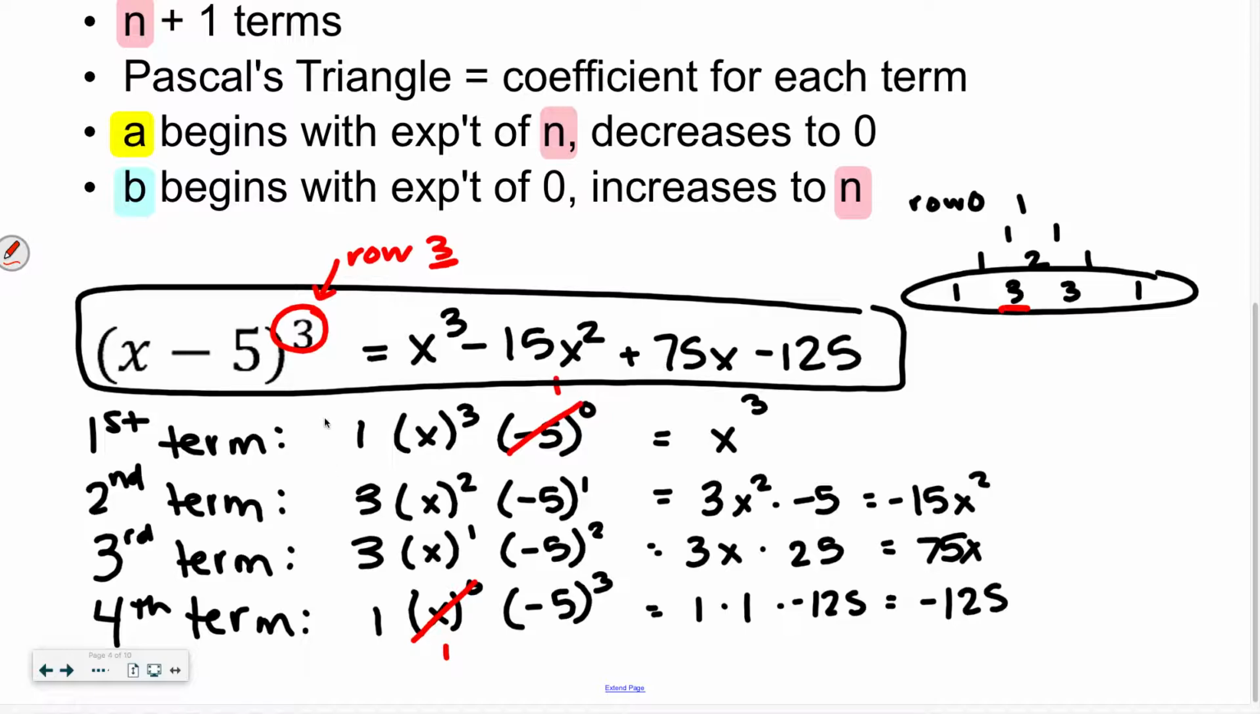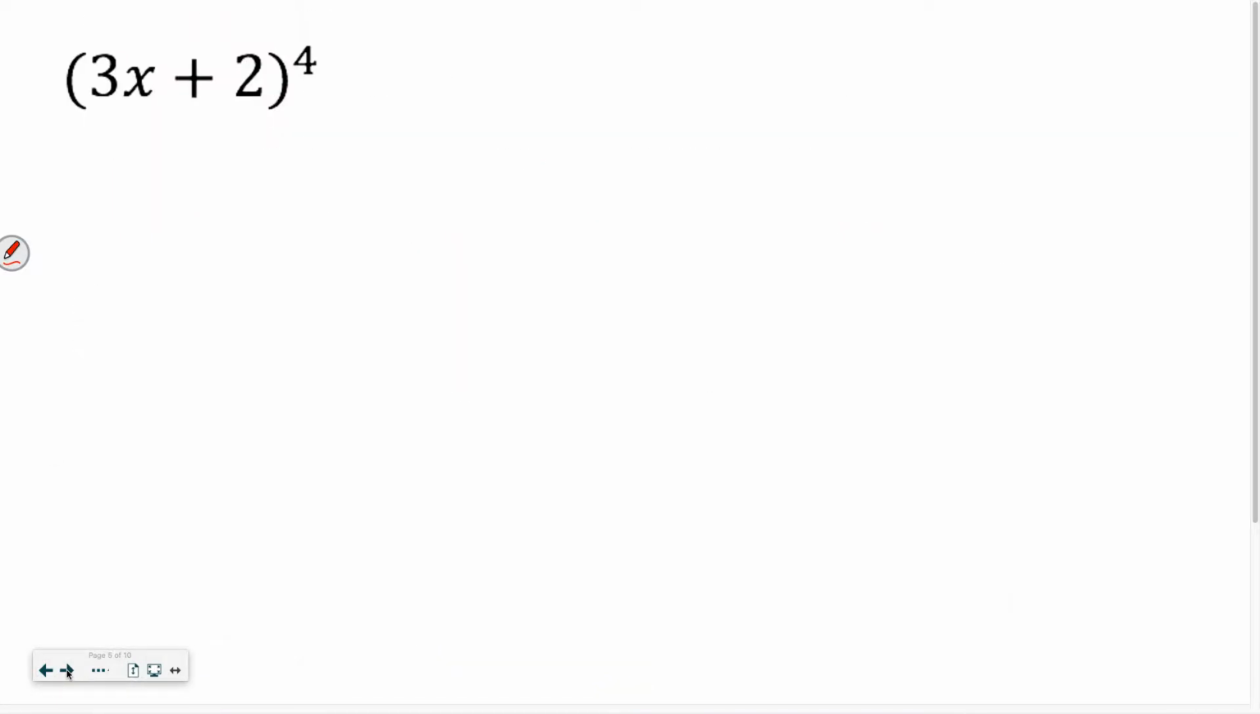Okay, I'm going to do another one. This one's a little bit harder. Okay, but we'll see the pattern again. Quantity 3x plus 2 to the 4th. So which row in Pascal's triangle do you want? Row 4. Okay. That's the row that should start with a 4 right after the 1, right? We want row 4.